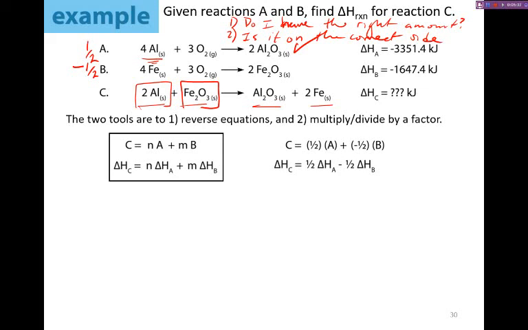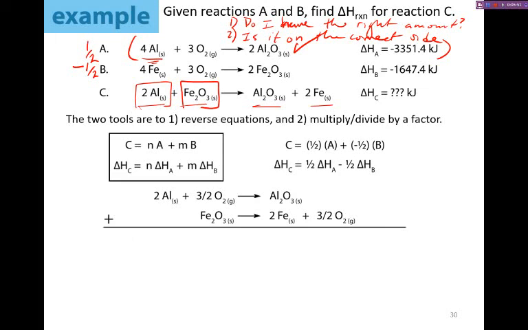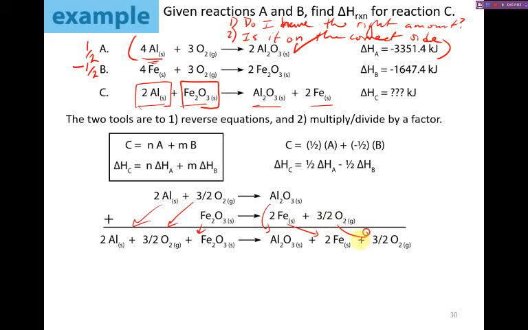At this point, what I recommend that you do is you rewrite the equations with these manipulations. So we've taken and multiplied the entire process by 1/2 for A, and we've reversed and multiplied by 1/2 for B. Then we can add these two reactions together. All of the reactants you write on the reactant side. All of the products you write on the product side. And then we cancel any terms that are like.